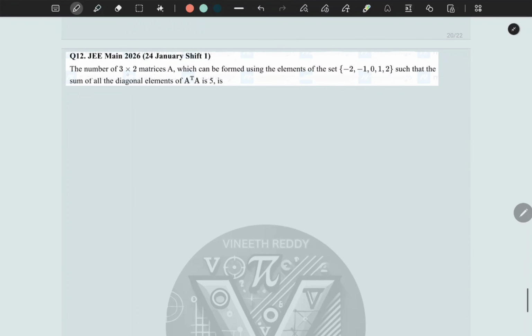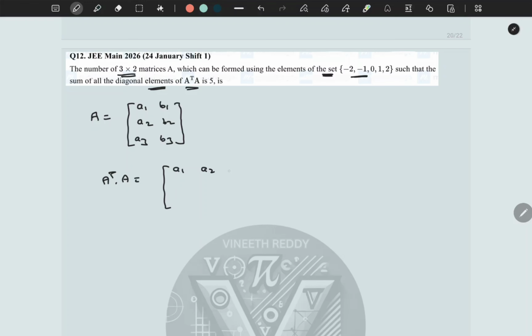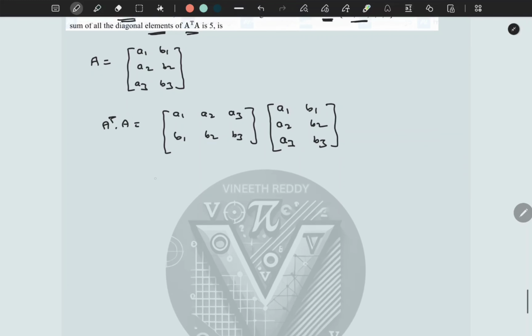Next question says: the number of 3 by 2 matrices A which can be formed using the elements of the set, such that the sum of all the diagonal elements of A transpose into A. Firstly we have to find A transpose into A, but A is not known. So we'll do one thing. Let us assume A as A1 B1, A2 B2, A3 B3. So what will A transpose into A be, dear students? A transpose will be A1 A2 A3, B1 B2 B3, into A, which is A1 B1, A2 B2, A3 B3. So what do we get here?